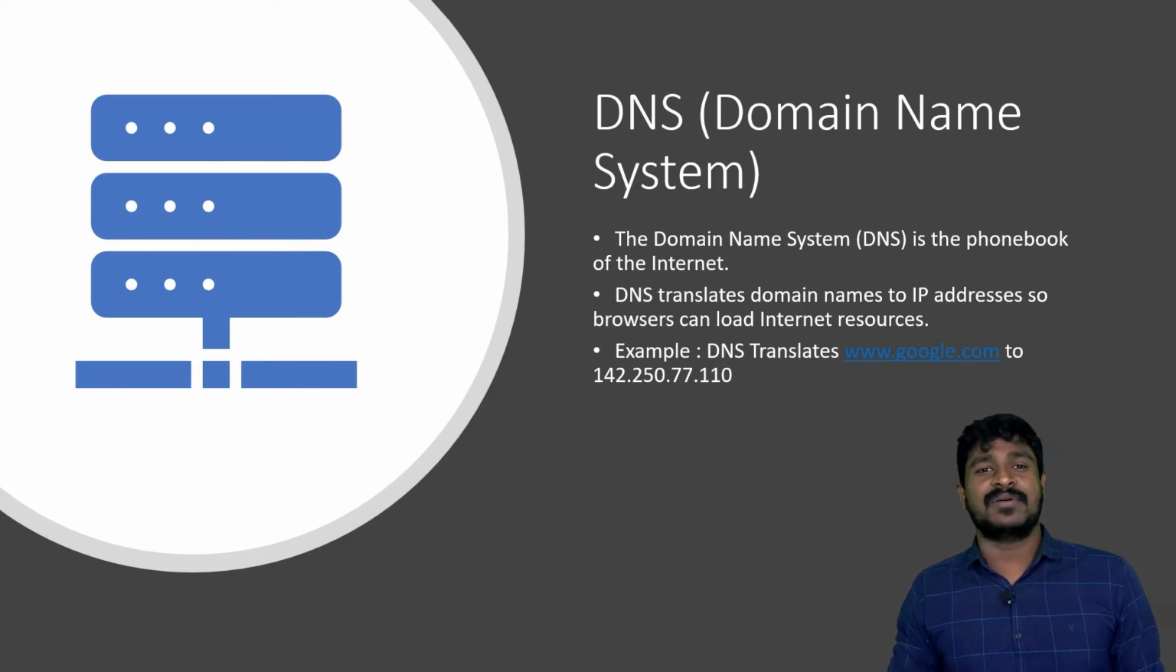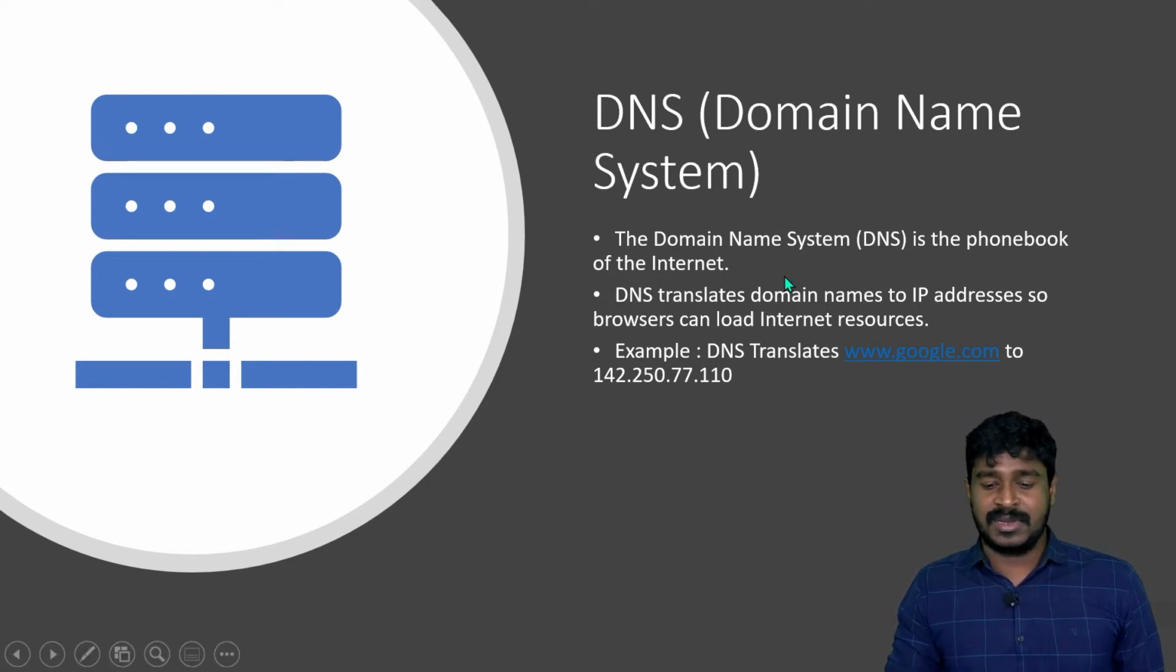So this DNS server will translate the domain name. We can remember google.com, amazon.com, facebook.com, and whatever. So the main purpose of this DNS server is to translate this domain name, that is google.com, into an IP address. So that's all, simple. So the domain name system is like a phone book.